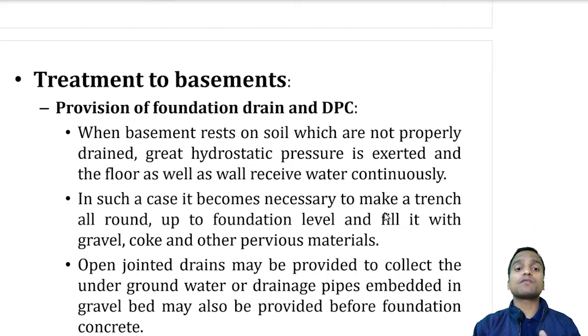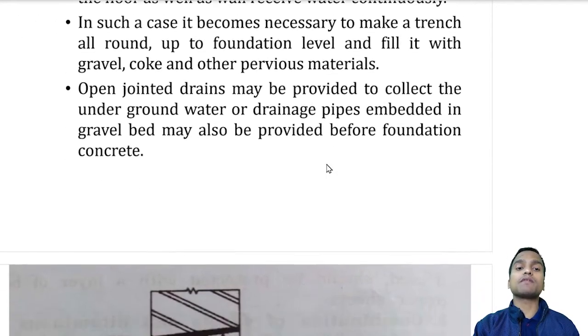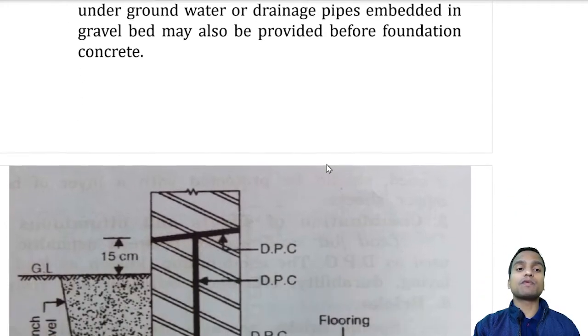And if we talk about the provision of foundation drain and DPC, actually it is done when basement rests on soil which is not properly drained and great hydrostatic pressure is exerted, and the floor as well as wall receive water continuously. So in such a case, it becomes necessary to make a trench all round up to foundation level and fill it with gravel, coke and other pervious materials. And now open jointed drains may be provided to collect the underground water, or drainage pipe embedded in gravel bed may also be provided before foundation concrete.